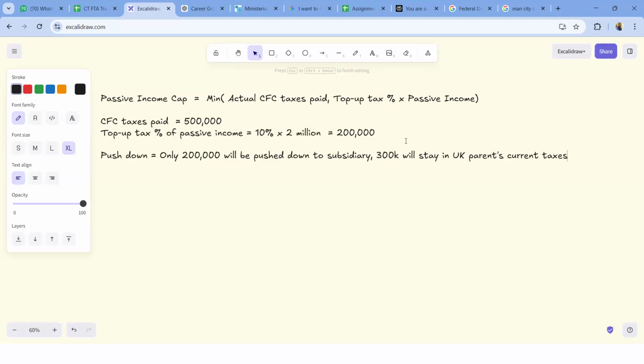Is it clear? The passive income. Why? Because if I push down the whole 500,000, then its ETR would be artificially higher. So, in order to avoid that, they are saying if it is passive income, you can only push down to the limit of top up taxes of that jurisdiction. Okay?